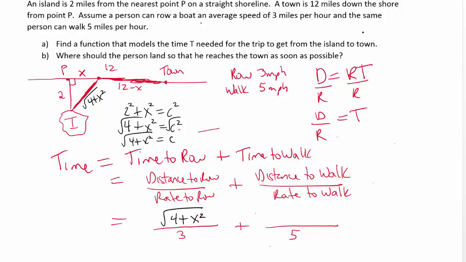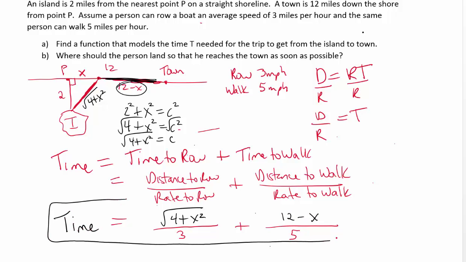So that's our numerator. What is our distance to walk? Well, once we land on shore here, then this is how far we have to walk, and we called that 12 minus x. So the distance to walk would just be 12 minus x. So here is our new time function. This is the time function, only in terms of x, that models the time it takes to get from the island to town. And that's exactly what they were asking for in part A.